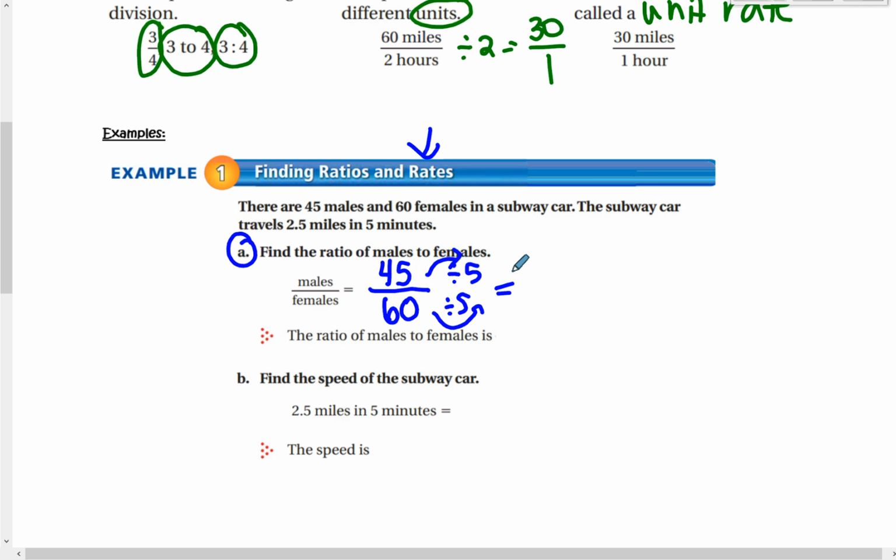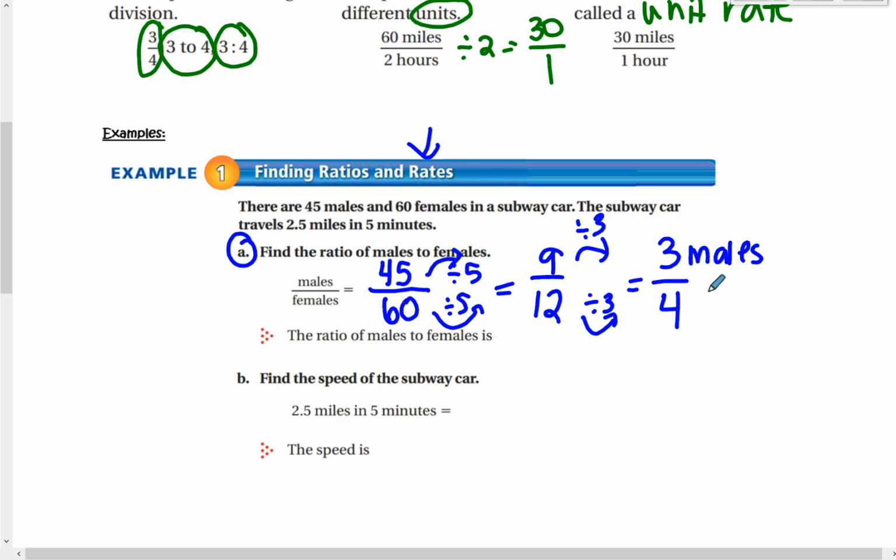We would get 9 over 12. And then we can see that we can divide both of those by 3 to get 3 over 4. And remember when we reduce this, we still want to put 3 males to 4 females. Now, if you did notice at the beginning that they're both divisible by 15, you could have just taken that one step to do it. But if you can't, just keep going until you get 2 numbers that are not able to get reduced.